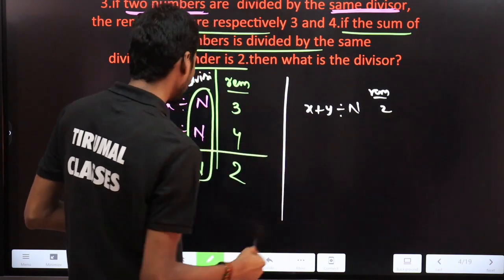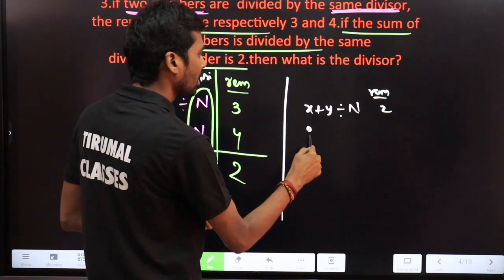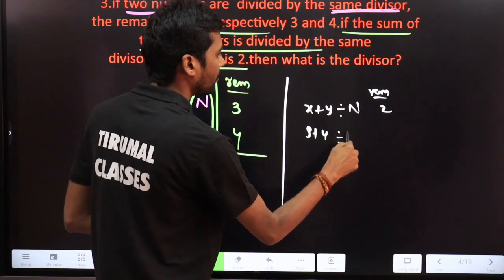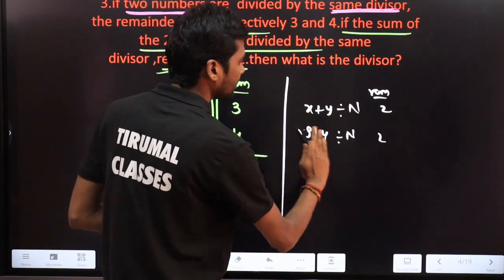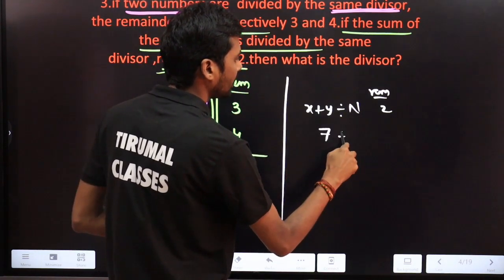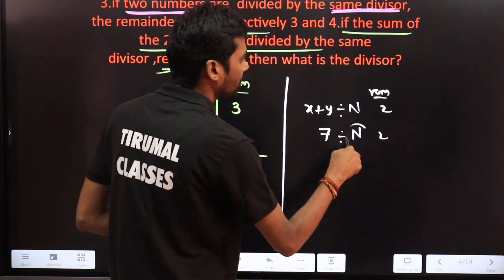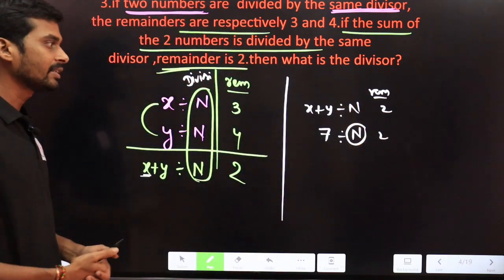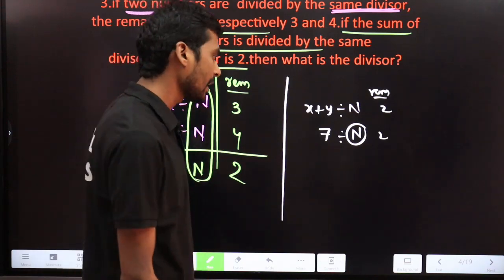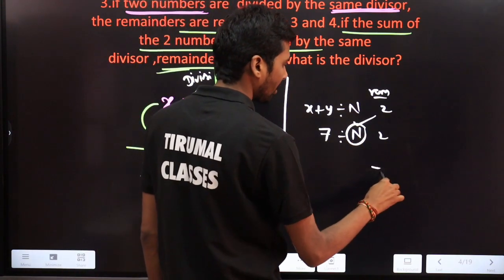The remainder is 2. So instead of x I can take 3, instead of y I can take 4, divided by n is 2. So can I say that 7 divided by n has remainder 2, and we finally need to find out the divisor. What is the divisor? The divisor is n. That means I have to find out the n value.